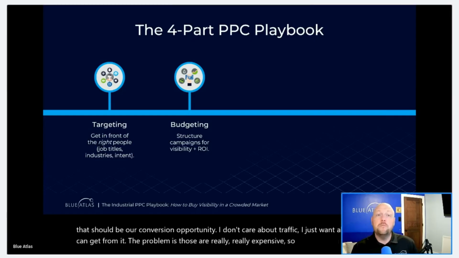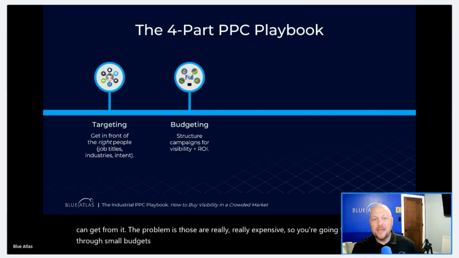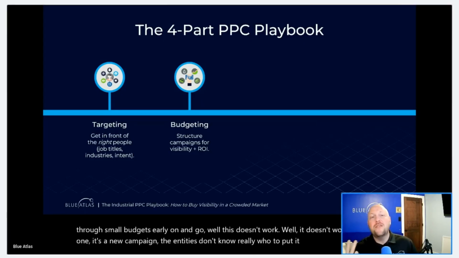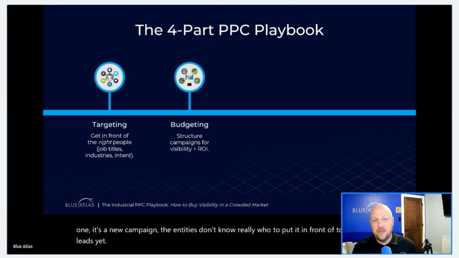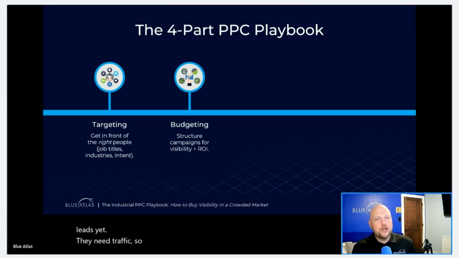So you're going to blow through small budgets early on and go, well, this doesn't work. Well, it doesn't work because one, it's a new campaign. The entities don't really know who to put it in front of to get those leads yet. They need traffic. So often we'll recommend start your campaigns with a traffic goal on both Google and LinkedIn.